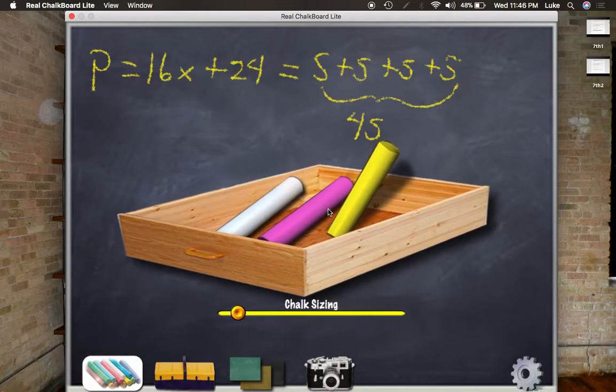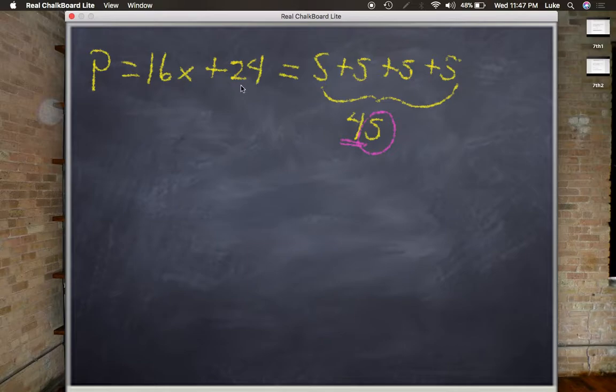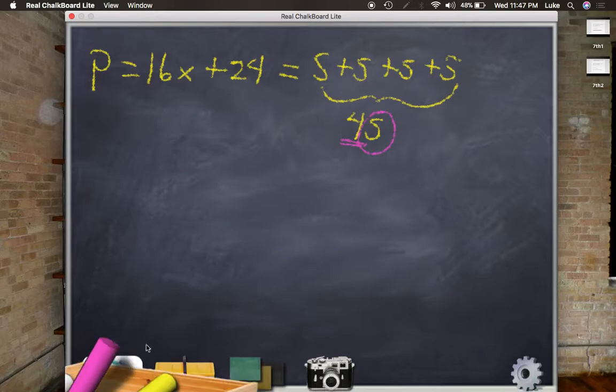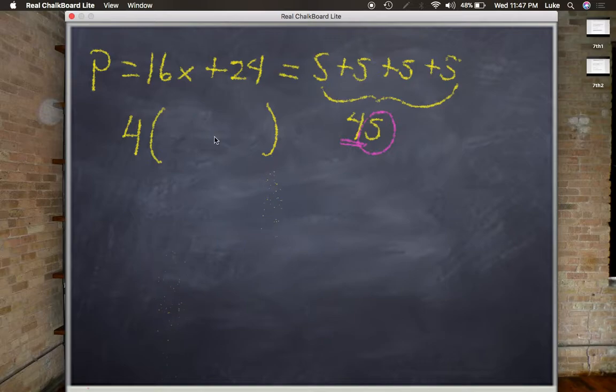If we can factor out that 4 from the length of the side, we can find out, by factoring out a 4, what that side length is. So let's factor out a 4 from 16x plus 24. Let's take a 4 out. Now we're going to multiply it by something inside these parentheses to get 16x and 24 out.